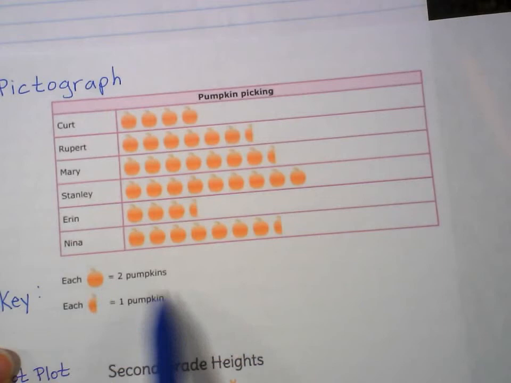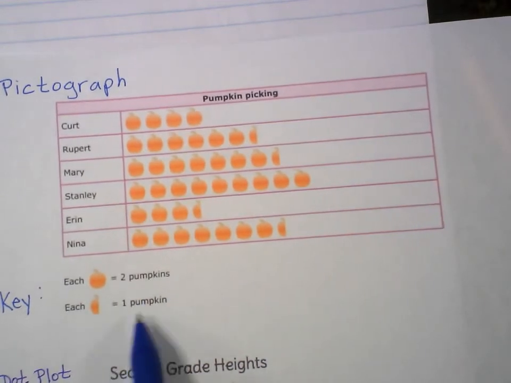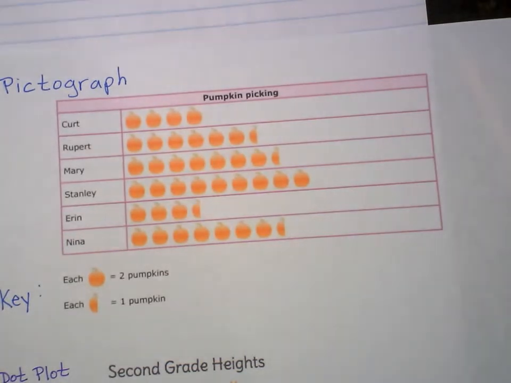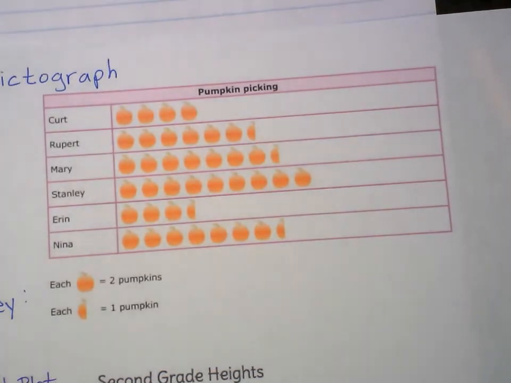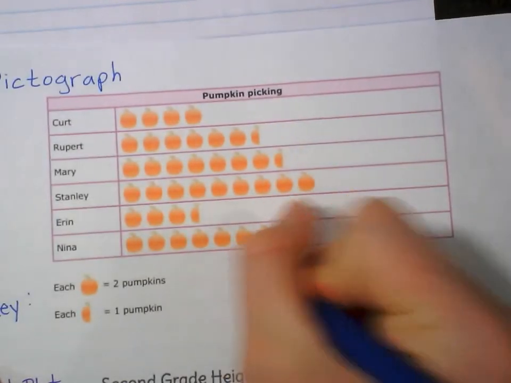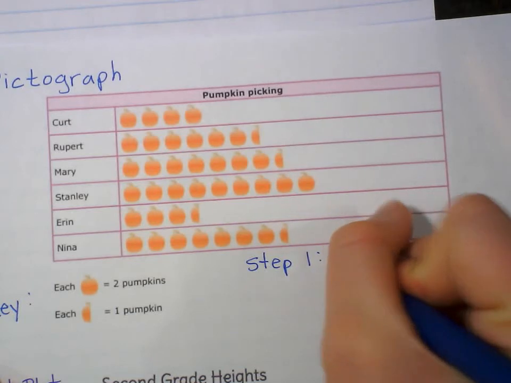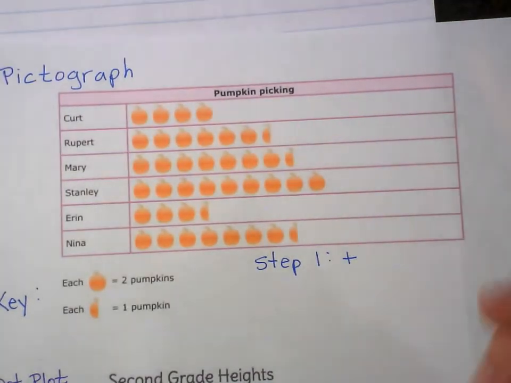Each full circle is 2 pumpkins. Each half is 1 pumpkin. Okay? So we're going to find the mean for the pumpkins. Find the average. Step 1: add up the numbers. Total. Add. I'm just going to put a plus sign.